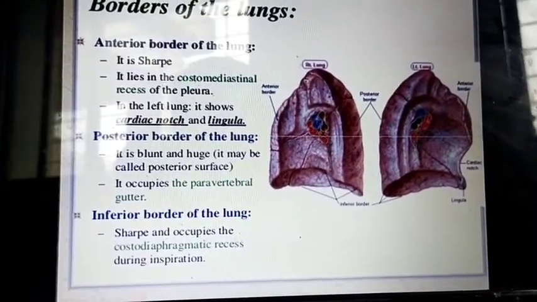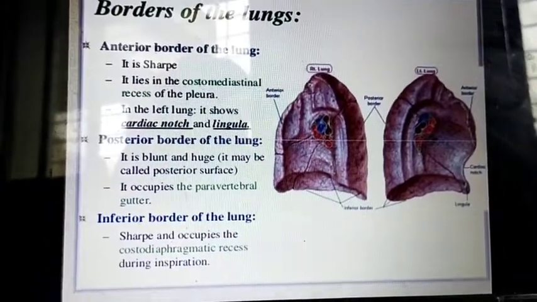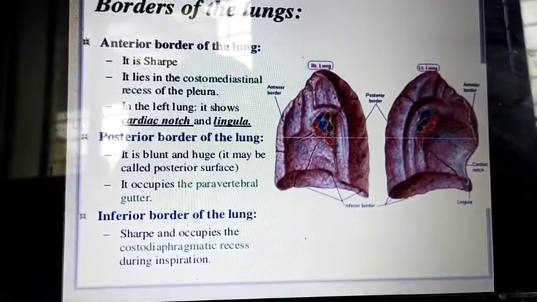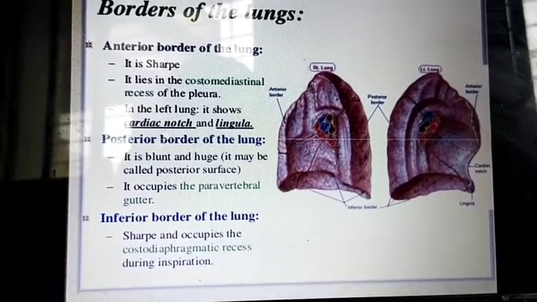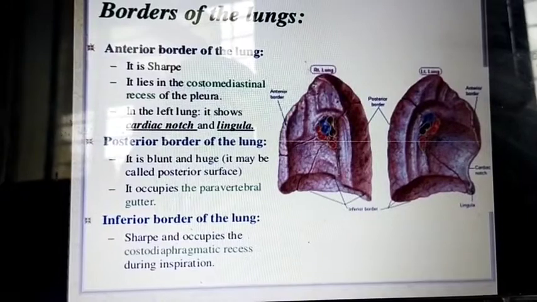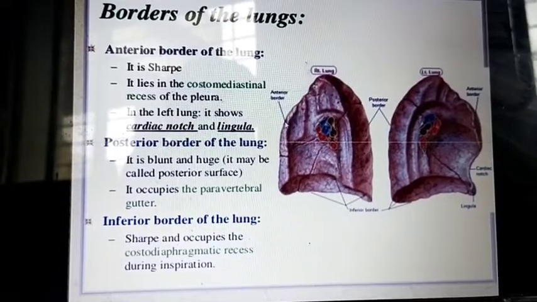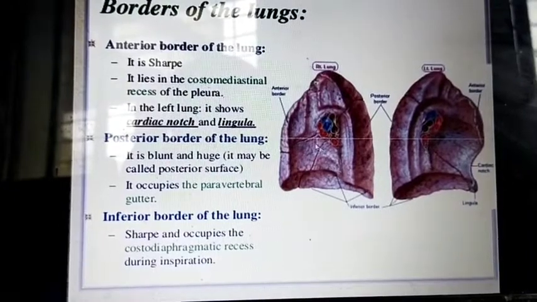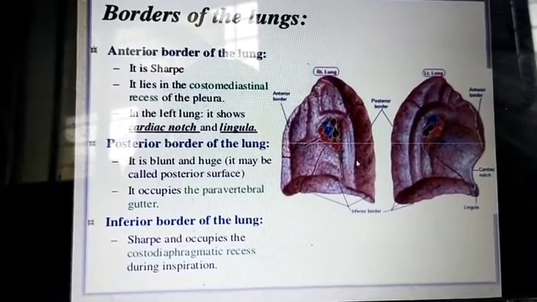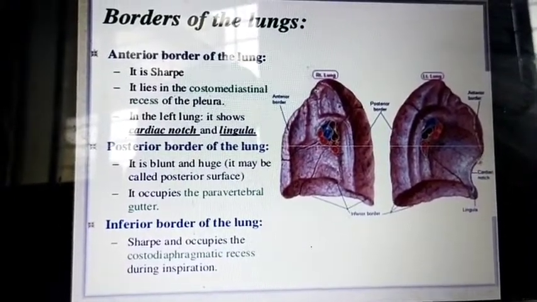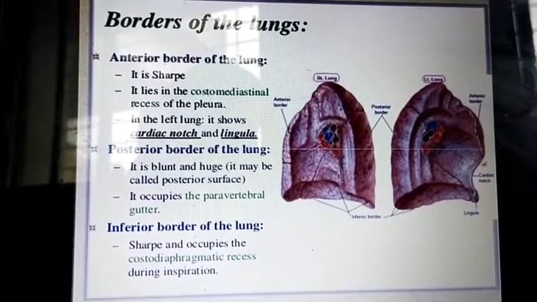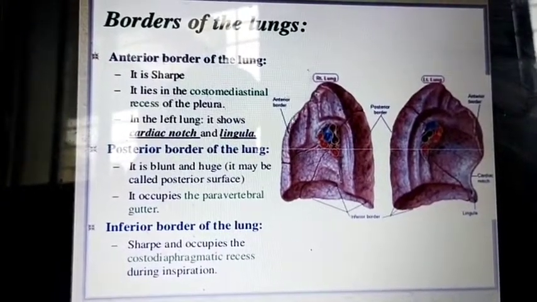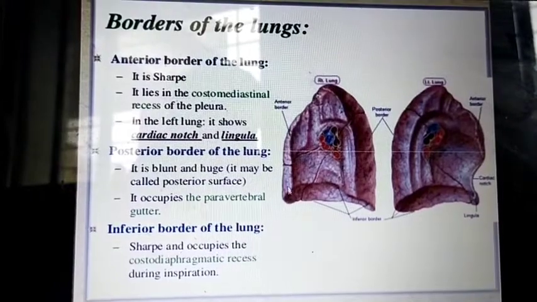The anterior border of the lung is sharp. It lies in the costomediastinal recess of the pleura. In the left lung, it shows the cardiac notch. You can see here, this is the left lung, and this is the anterior border. This is the right lung; in that anterior border, there is no notch.